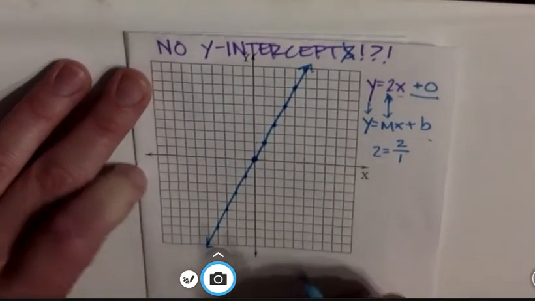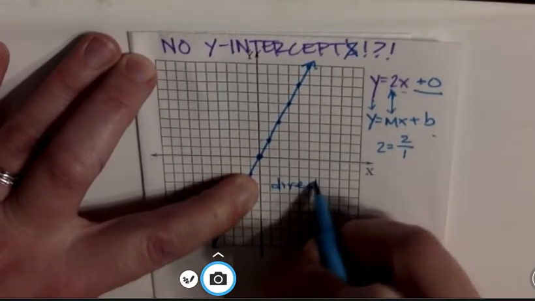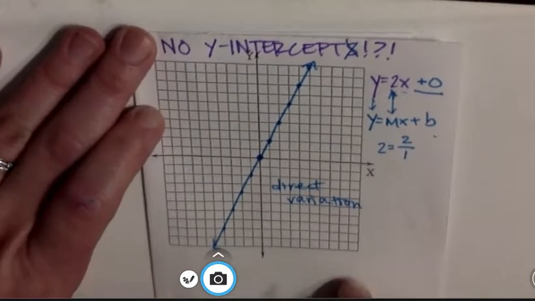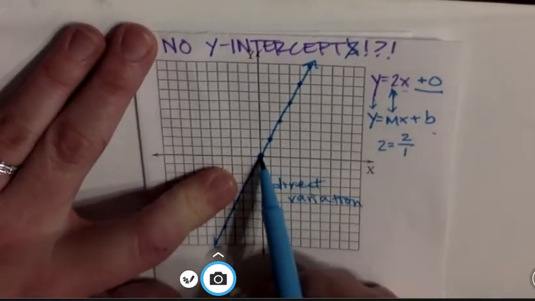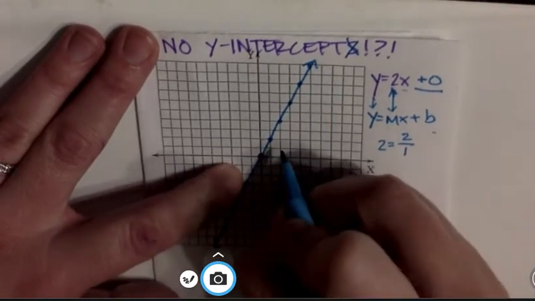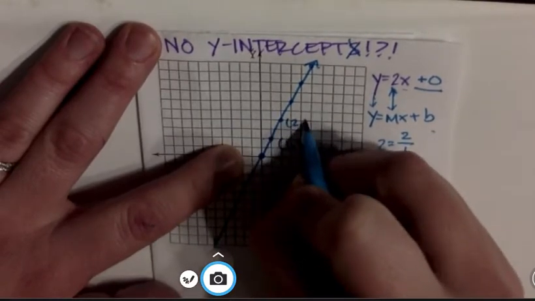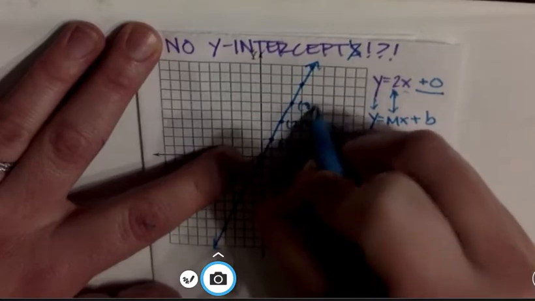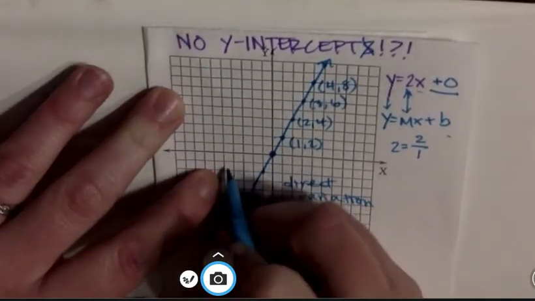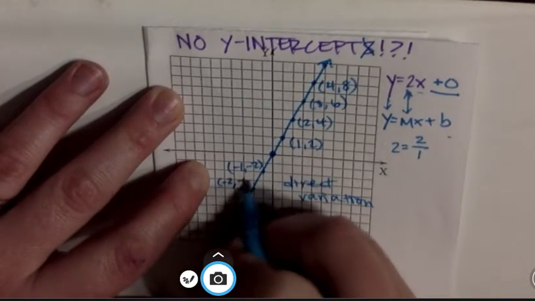This particular situation is what's called a direct variation scenario. A direct variation means it goes through 0, 0. It is directly proportional the entire way through. If we were to look at every single one of these points, 1, 2, 2, 4, 3, 6, 4, 8, and even back here, -1, -2, -2, -4.